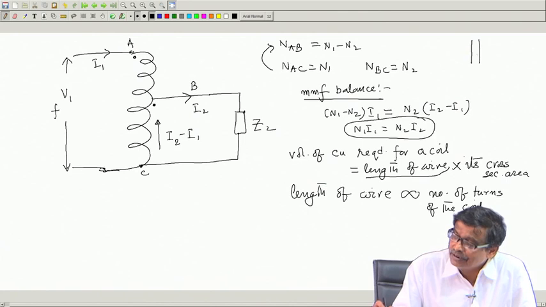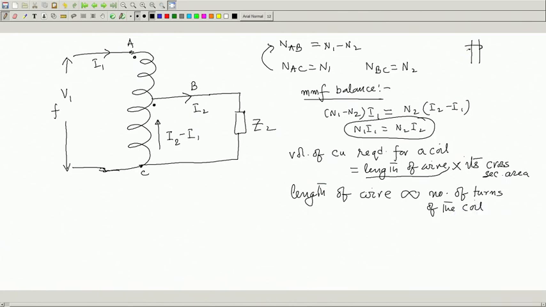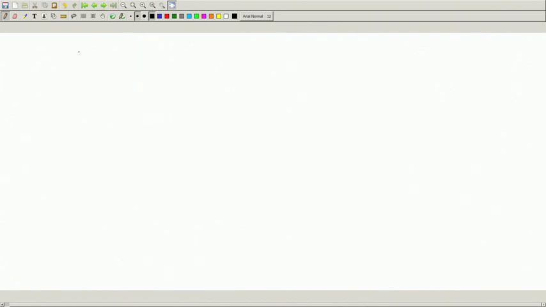This is the core, each turn. So, for a given core size, the number of turns will be proportional to length, because each turn has got a fixed perimeter. Therefore, the number of turns of the coil will be equal to... So, now what I will be doing is this. If this is the case, then let me go to the next slide.